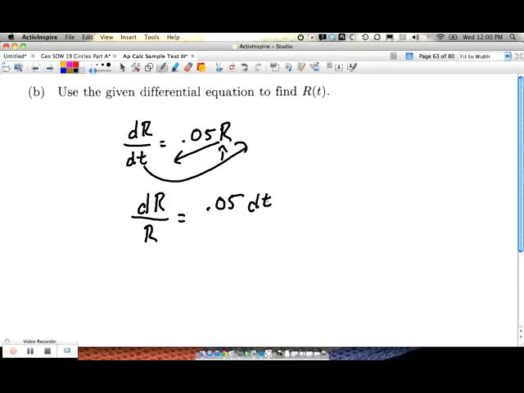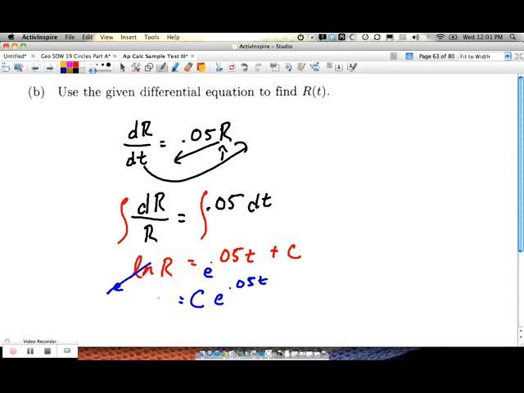Now if I want to integrate this on both sides, let's do that. The integral of dR over R is just the natural log of R. And the integral of 0.05 dt, the integral of a constant, is just that times the variable, so it's 0.05t, of course, plus C. Now I want to do e to both sides. And remember that this constant here is actually going to turn into a coefficient, so it's going to be C times e to the 0.05t. e and the natural log are inverse operations, so those undo each other. We just have R equals C times e to the 0.05t.